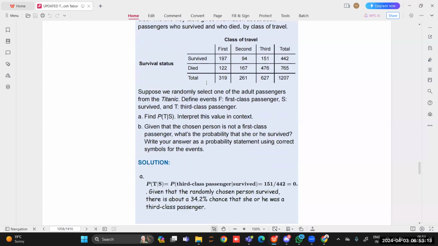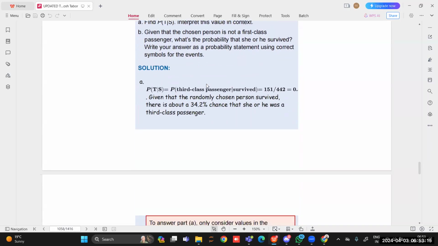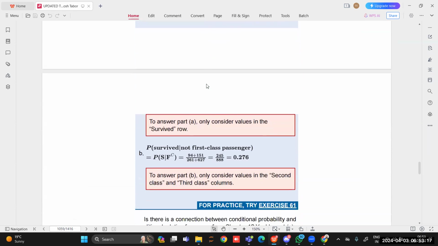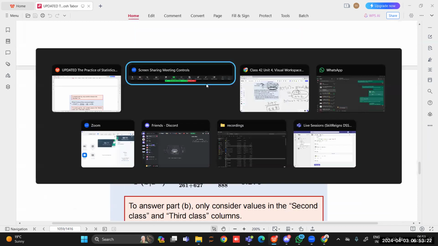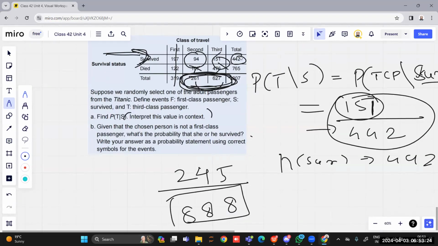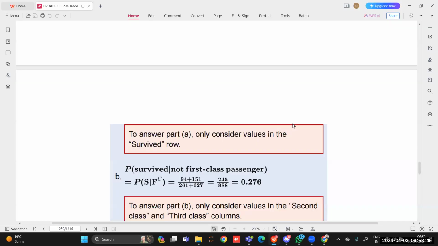We look into what he has given. So it is 151 upon 442, and for the second answer, understand what is fixed, it's very important. What you are doing is fixing survived. We have to look for survive. It is P of S given, you will say, S T, second and third class. This is very important. What is fixed in this sense? If you don't know what is fixed, then it will be very difficult and every time you will go wrong.